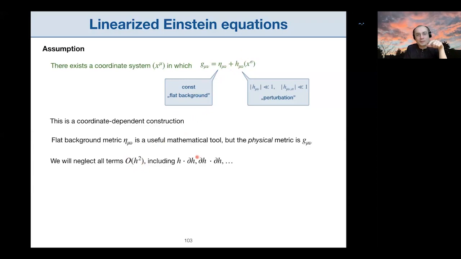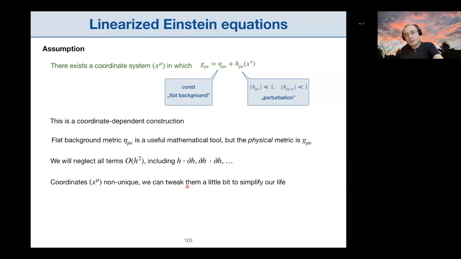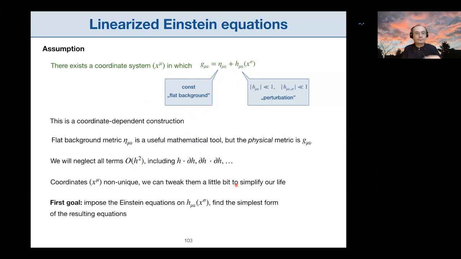We will neglect all quadratic terms in h, which also includes h times the derivative of h or two derivatives of h. We assume that this decomposition works on a large region in a particular coordinate system, but we'll also see that this x^μ is not unique. You can still tweak your coordinate system a little bit, and this is a very good thing. It will simplify our life a little bit. And our first goal would be to impose the Einstein equations on h_μν here and find the simplest possible form of the resulting equations. Do you have any questions on linearization? I don't see any, so let's go to the blackboard for the last 5 minutes.